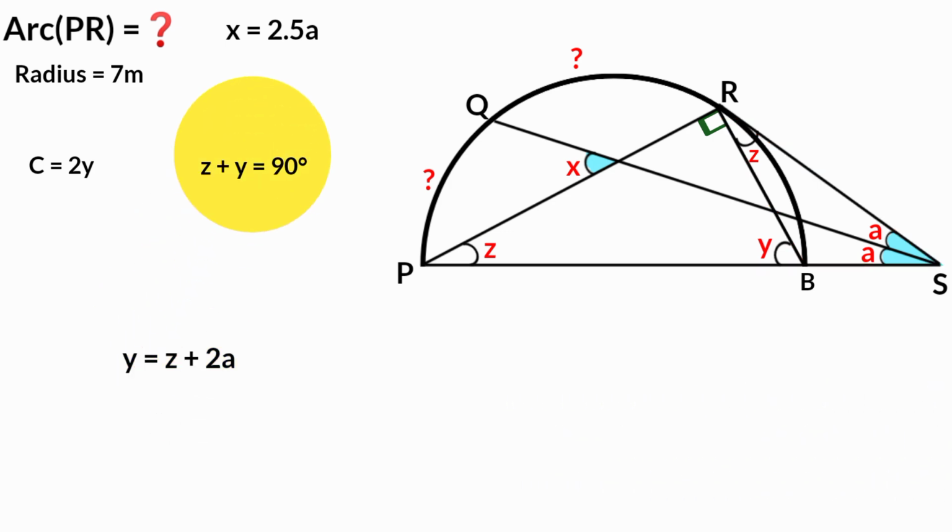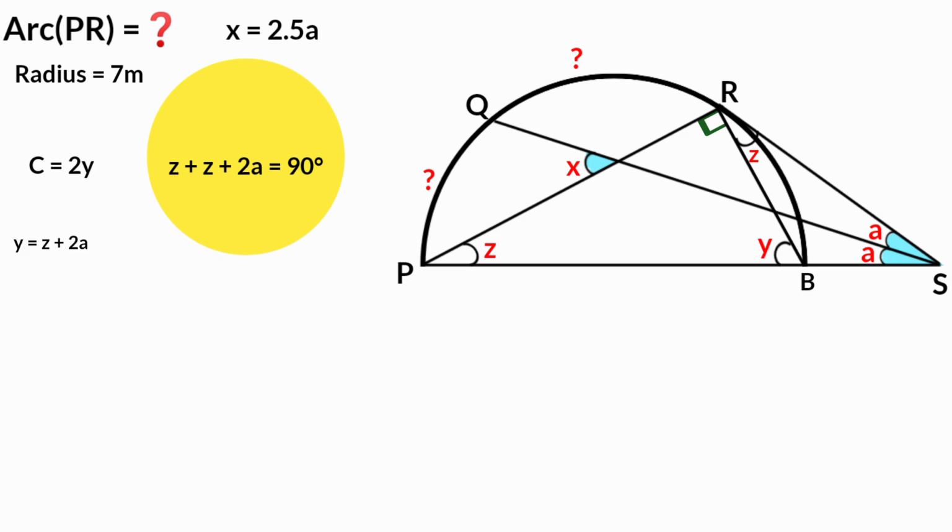Now come to this our equation. Replace this Y with Z plus 2A. So Z plus Z plus 2A equal to 90 degrees. Z plus Z is 2Z. From 2Z plus 2A, we can factor out 2. So it is 2 open brackets Z plus A. Now this 90 degrees is 2 times 45 degrees. This 2 cancels this 2. So Z plus A equal to 45 degrees.